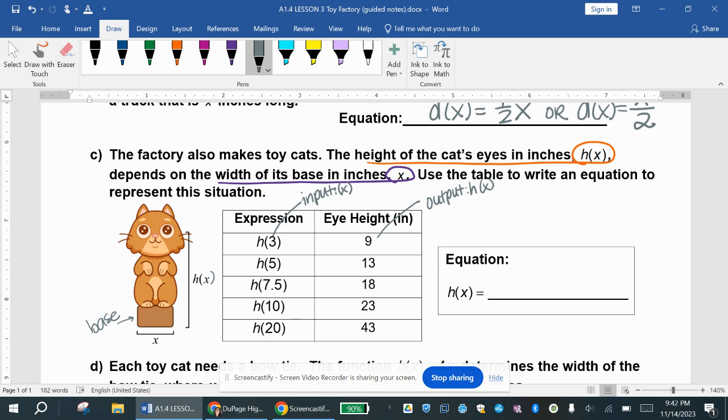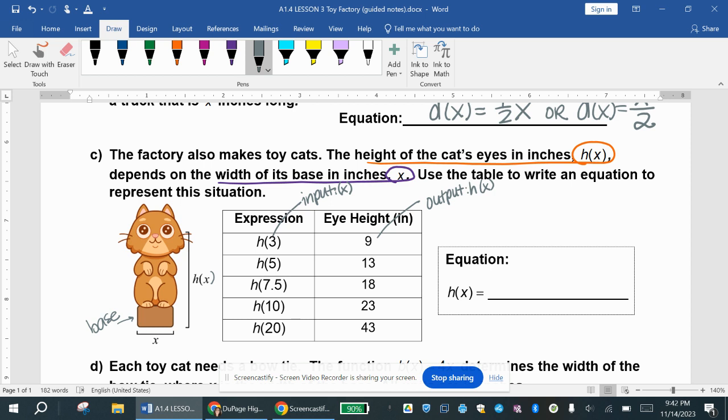Okay, so originally for the input of 3 and the output of 9, I thought, maybe they just multiplied by 3. But then 5 times 3 is 15 and not 13. So then I had to kind of start from scratch. Then I was like, maybe they're multiplying the 3 by something and then either adding or subtracting to get the 9.